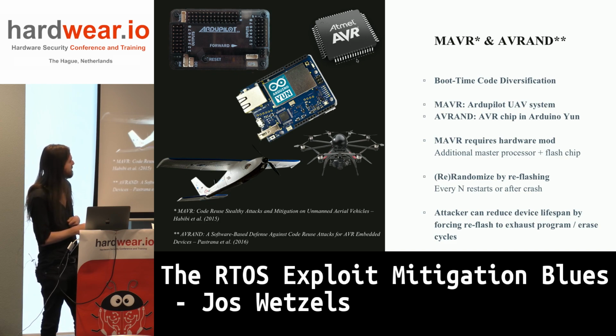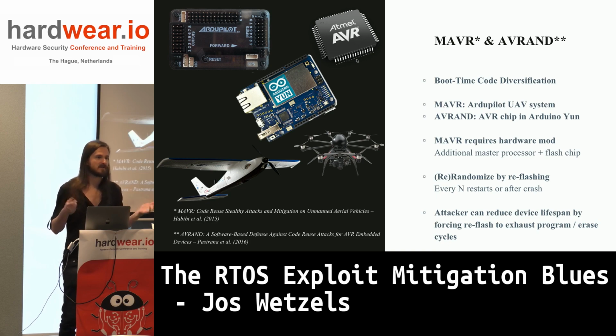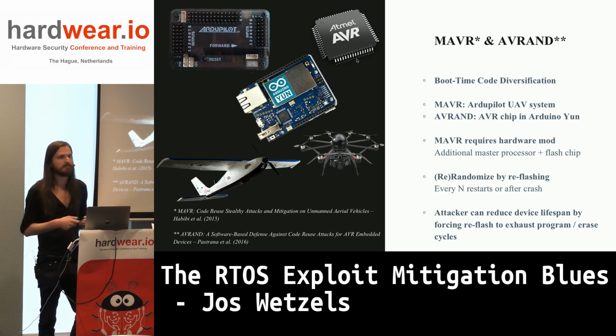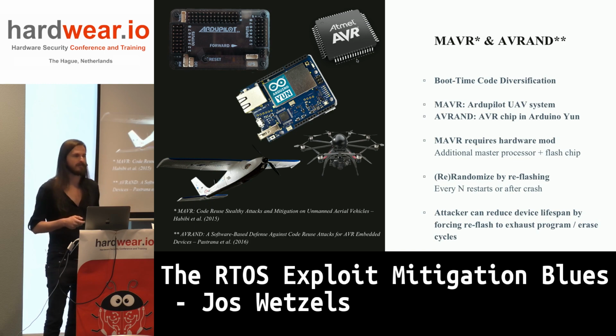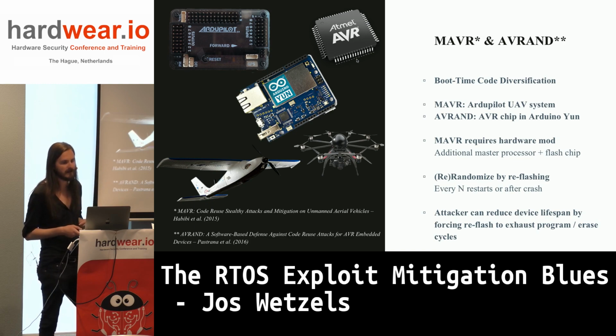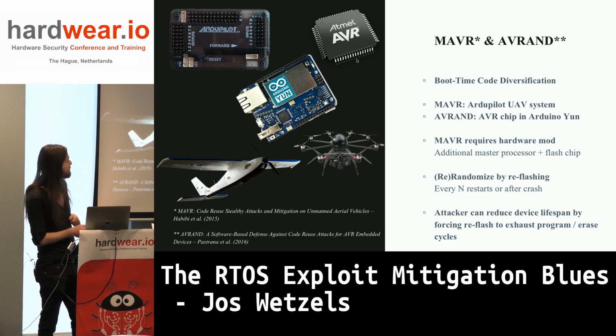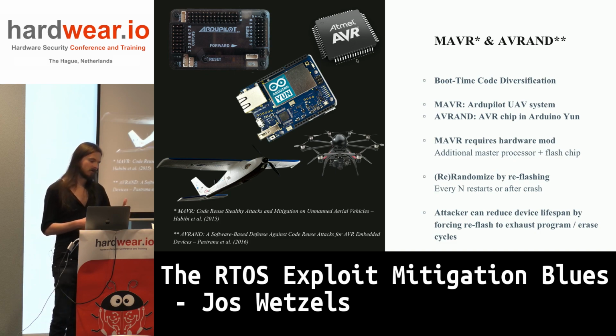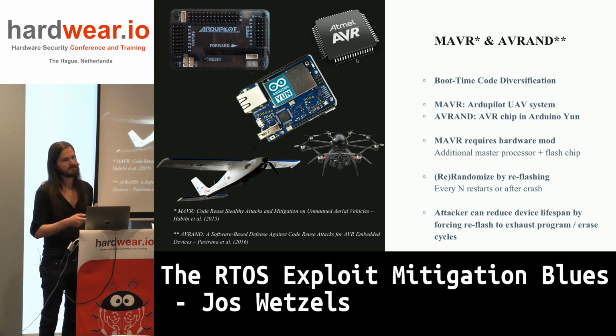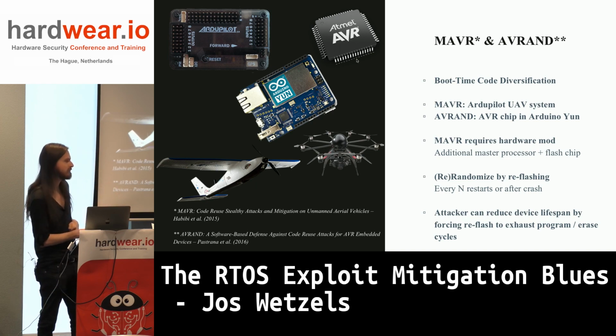One downside already is that MAVR requires significant hardware modification. So they say, we require an additional master processor as well as an additional flash chip, and that's not so much on the bill of materials. I think a lot of embedded device manufacturers will beg to differ there. But that's not the biggest problem. The biggest problem is that both solutions re-randomize and initially randomize by reflashing the chip. So every N restarts, the code memory is re-randomized and then the chip is reflashed. And this also happens after every crash based on a watchdog timer.